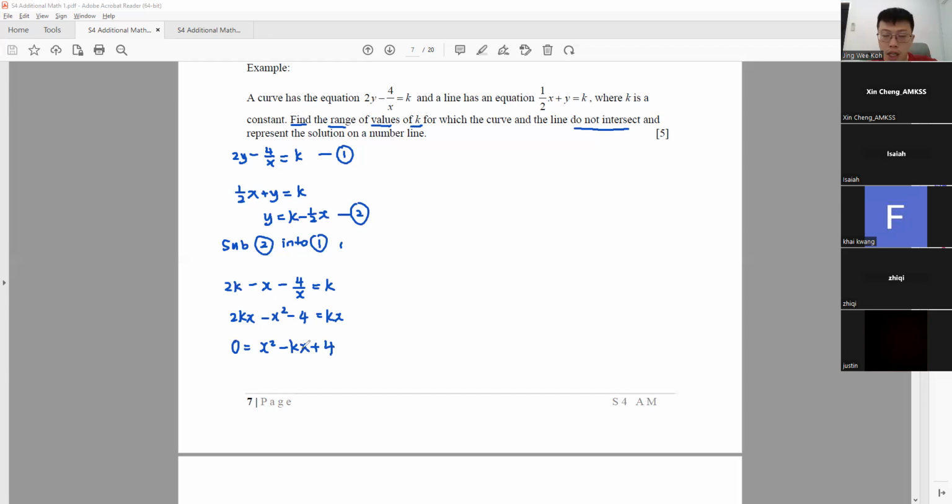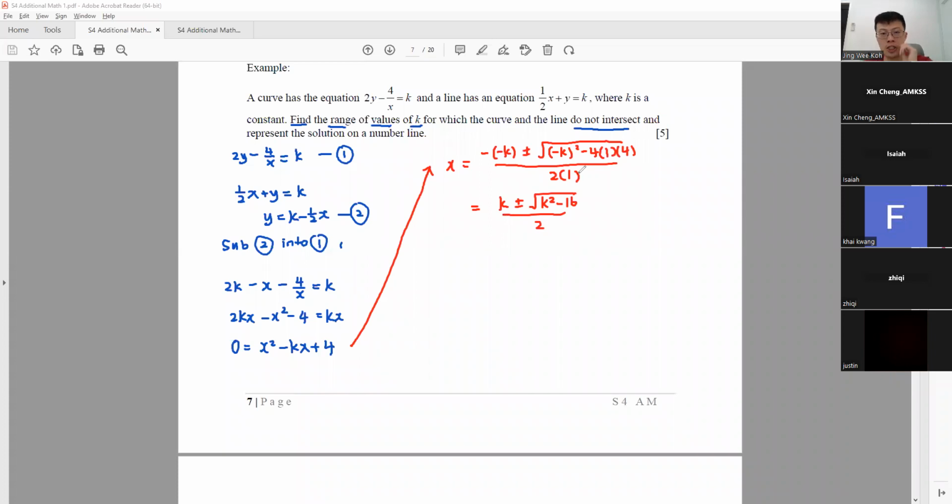Okay, so this step that I write in red is not needed, but it allows you to understand better. So now imagine I want to find the intersection, means I need to solve for x, right? I want to find where the curve and the line intersect, means I need to find x. So when I want to find x, I will use the quadratic formula. Minus b plus minus square root of b squared minus 4ac over 2a. So this red color step is not needed. I'm just trying to show you something. So k plus minus, this becomes k squared minus 16.